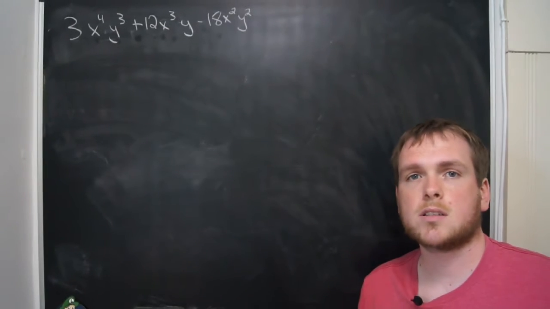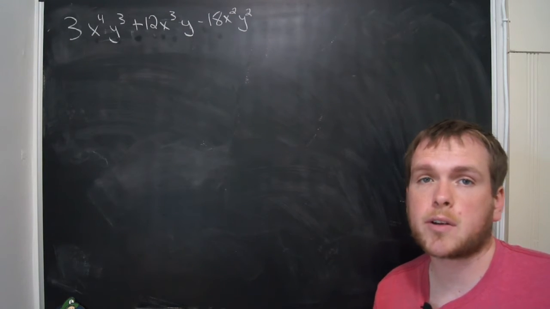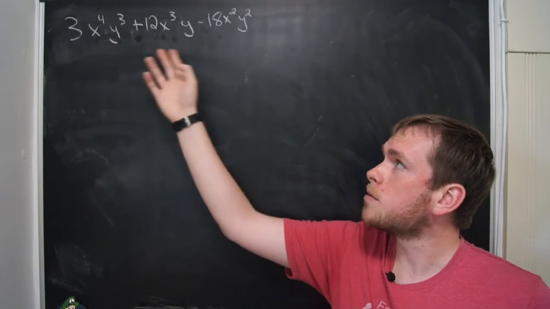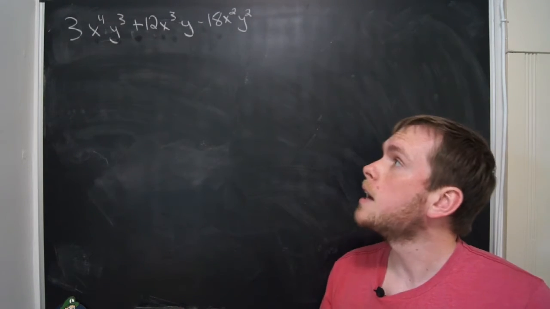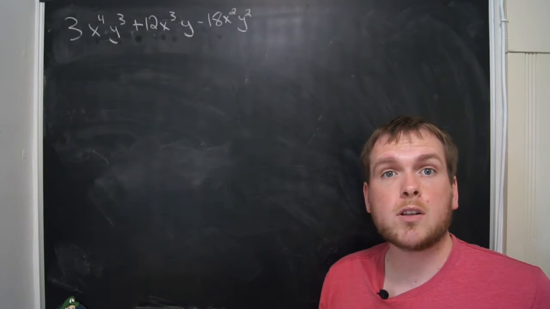Alright, so now we're going to take a look at another example of factoring out the GCF, or the greatest common factor, but this time we're going to look at it when it's a little bit longer. So in this case we have 3 terms, this is a trinomial, and in this case our trinomial has 2 different variables, x and y. So we're going to follow the same method.